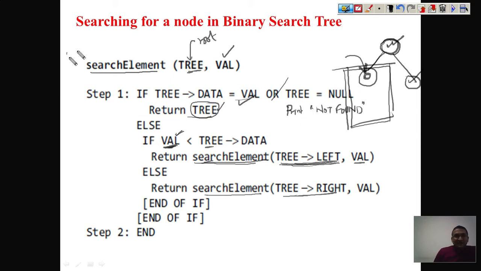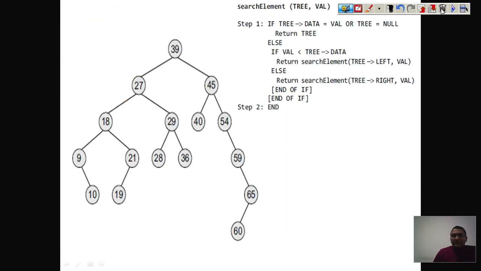This is the algorithm, and the same algorithm we will be applying in one example, and we'll see how this algorithm will help us to search the element in the binary search tree. Okay, so let us take one example. This is the algorithm that we have discussed, and we will write one more expression here. If the tree is equal to null, then we will write print not found.